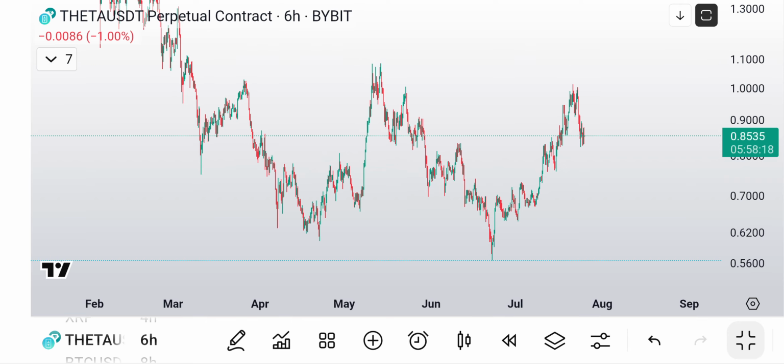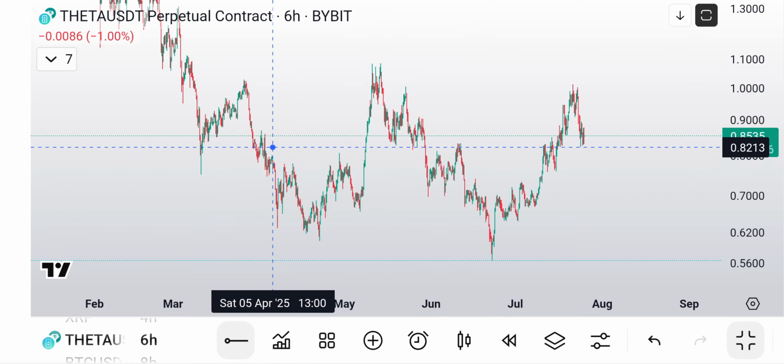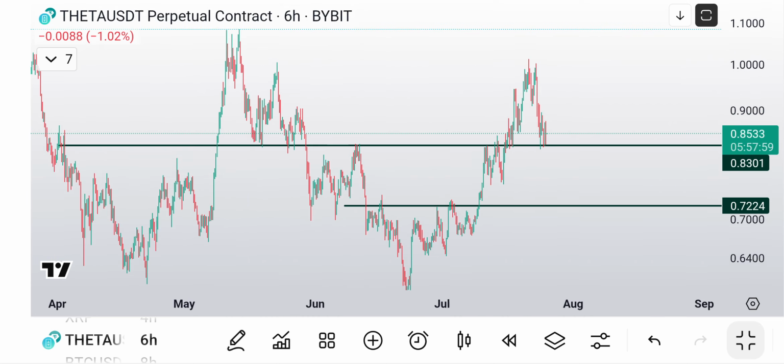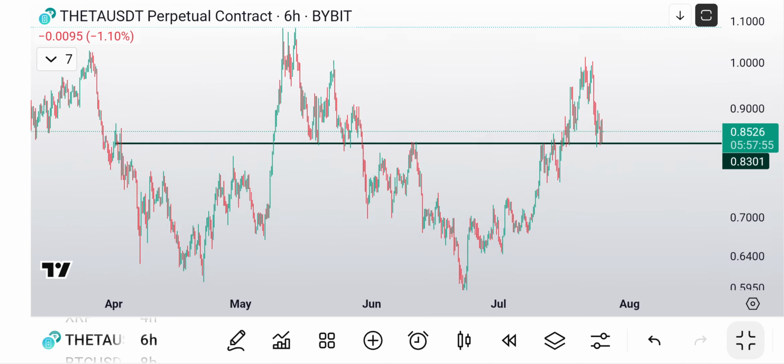You can see we have hopefully some support right here. You can see it's a pretty important area right there. You have this here, right? You have that there. You have all of this here, and now you're right there. So that should be the spot where we would get some kind of a bounce, you would imagine.